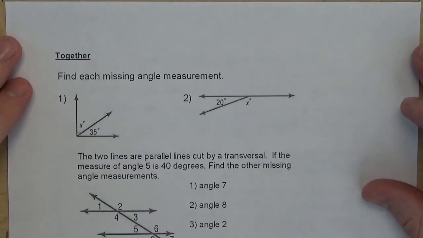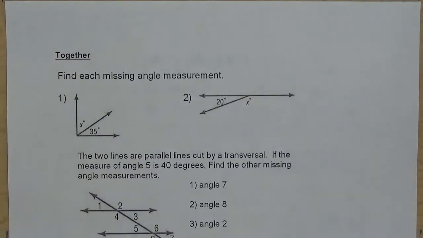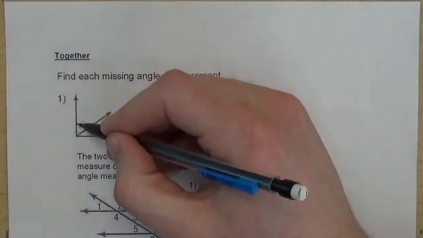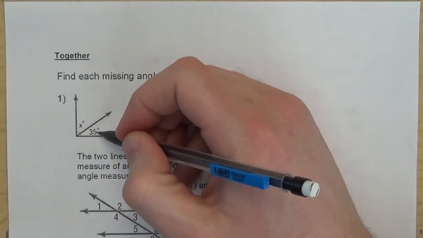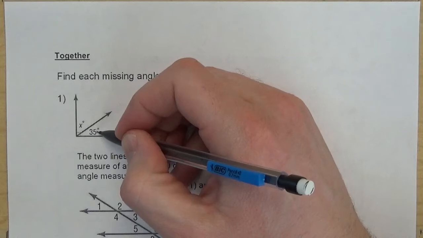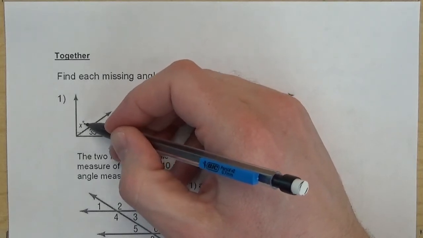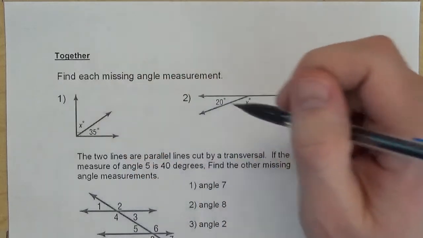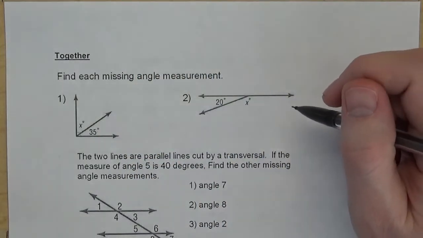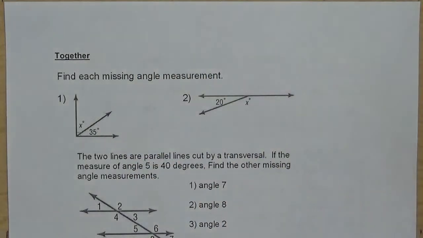On the back side here, the "Together" problems, it says find each missing angle measurement. All right, we have a couple of combinations here. We know that this is a 90-degree angle altogether right here, a perfect corner. So if this part makes up 35, then what's left over for this part here? So you could do 90 minus 35, or you could say 35 plus what equals 90.